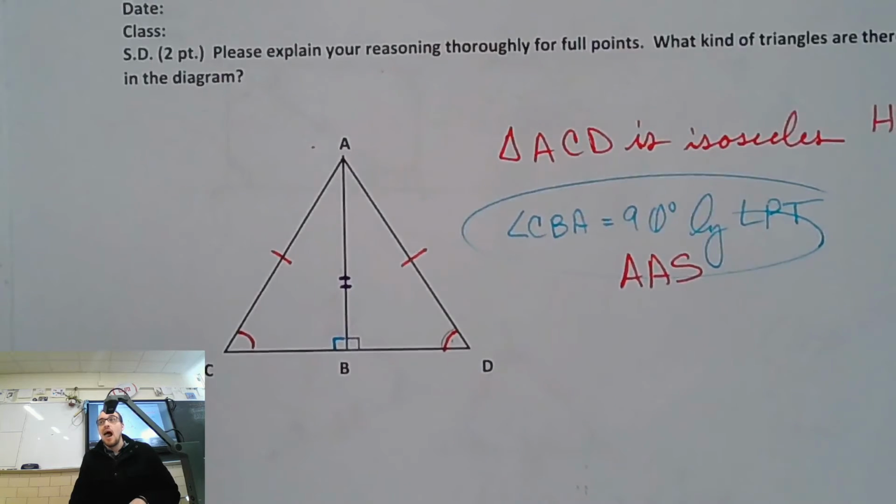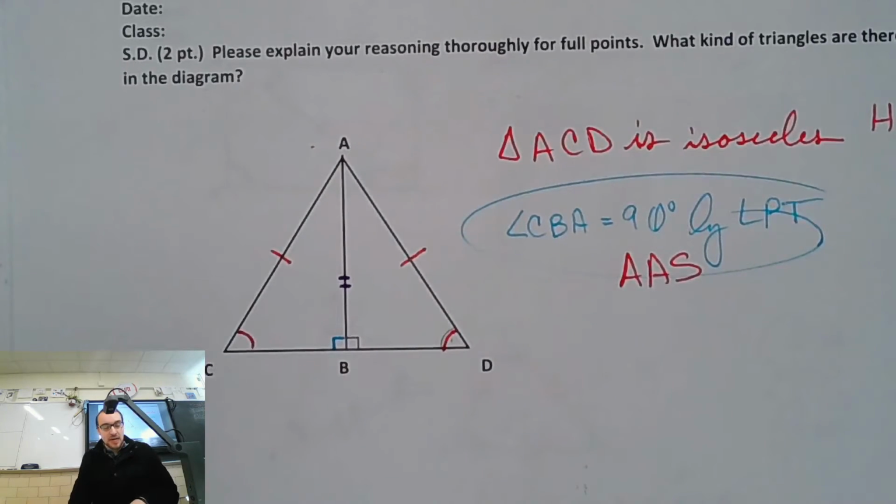Can you see it now? It was a little outside the box. We hadn't talked a ton about isosceles. That's all you need, right? Well, there's two different ways to do it.